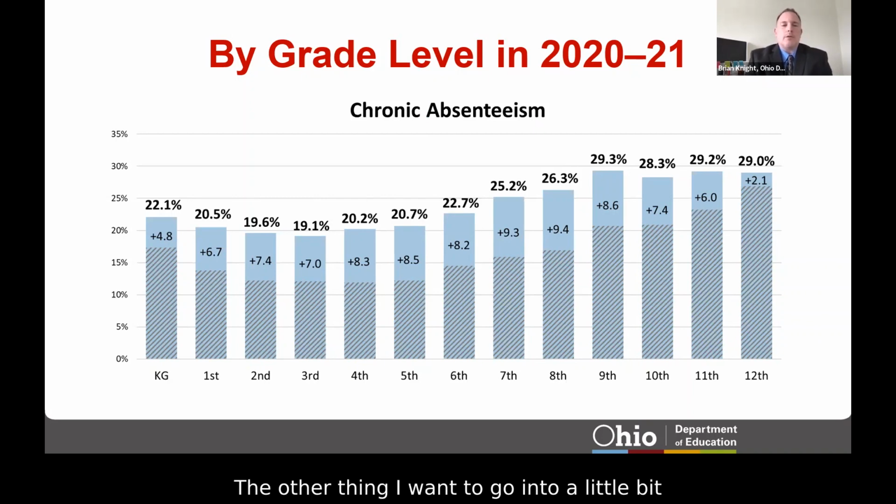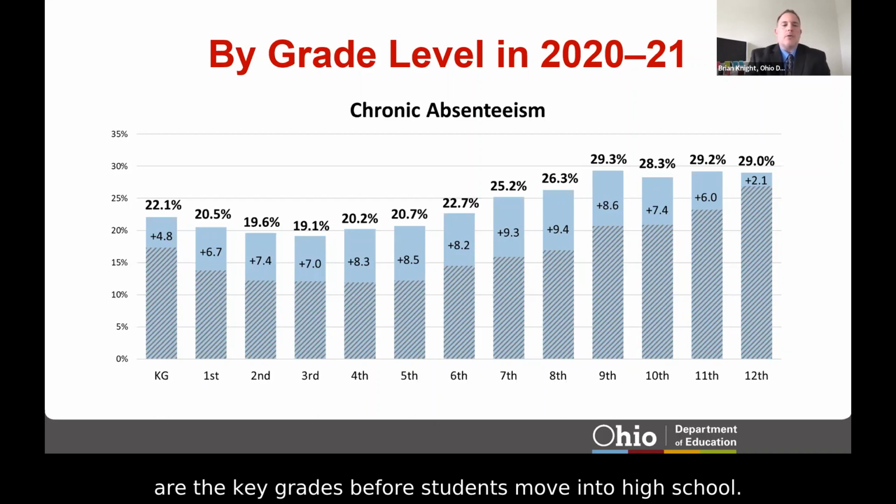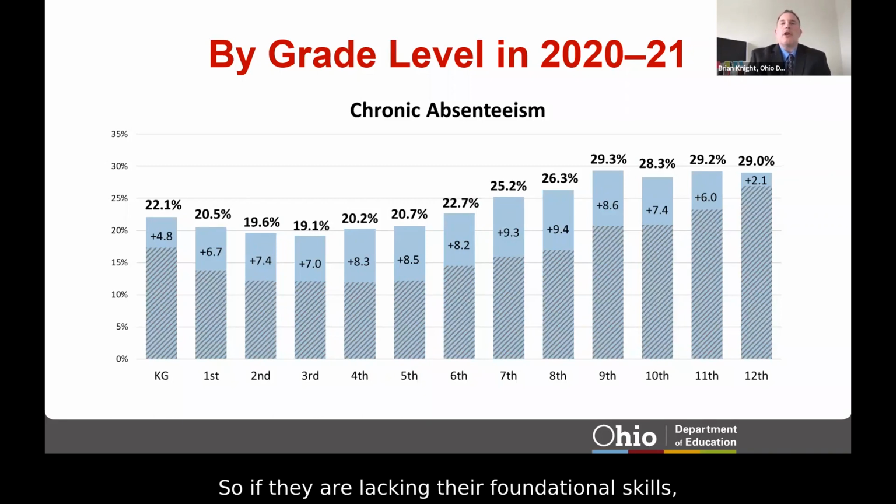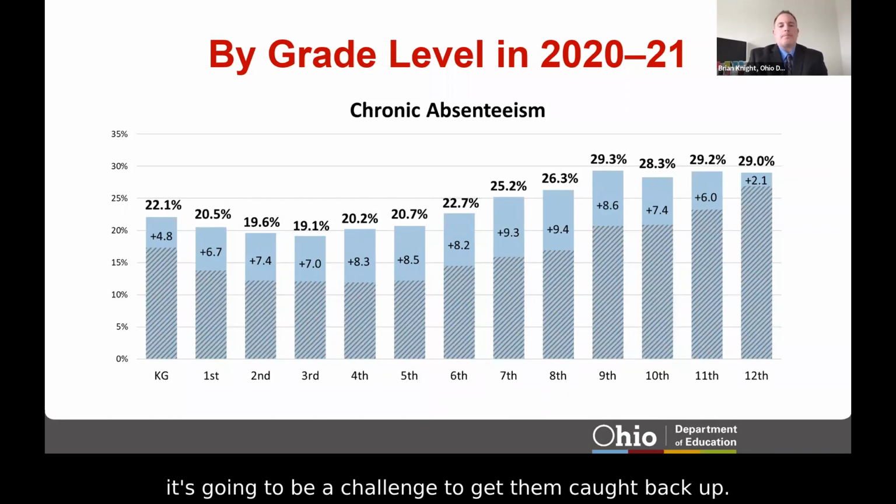The other thing I want to go into a little bit is our grade level data. Traditionally, what we saw in Ohio was in the elementary grades, kindergarten would traditionally be the highest for chronic absenteeism. Then you would see a dip down, and then it would start to peak back up a little bit around 8th to 9th grade. But as you can see here, as a result of the pandemic, we had major increases in our middle school grades, our 5th, 6th, 7th, and 8th. And that's a big concern for us because those are the key grades before students move into high school. So if they're lacking their foundational skills, it's going to be a challenge to get them caught back up.